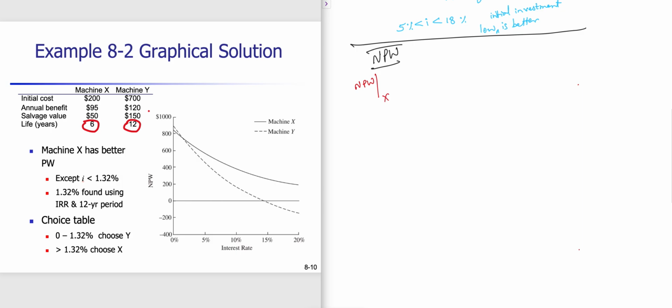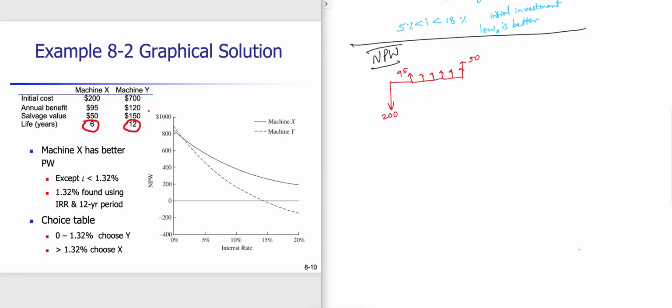So when you do net present worth for machine X, you have initial investment. So you see, we have to be careful here. We have to get this cash flow for 12 years. So before we do this net present, we have to know the cash flow. Cash flow is we're investing 200 and we're getting an annual benefit 95 for 1, 2, 3, 4, 5, 6. At the end of 6th year, we also have a salvage value, right? So this is $95, this is $200, and this is another $50 salvage value.